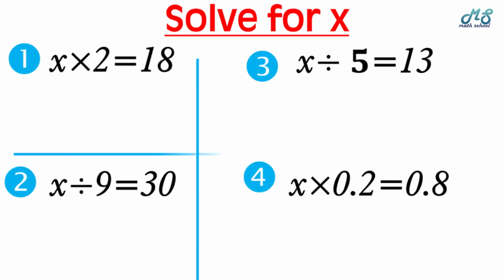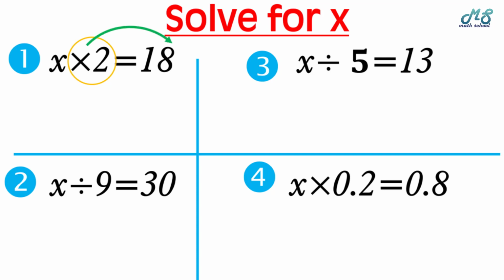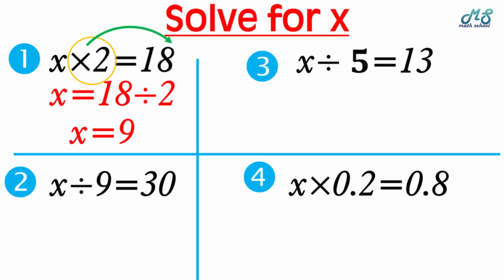Number 1, guys, x times 2 equals 18. All these equations are one-step equations. You can find the value of x in one step. x times 2 equals 18. The operation is multiplication, so we will use the inverse operation to find the value of x. Circle times 2 and move it to the other side to be divided. Now x equals 18 divided by 2. Now x equals 9.